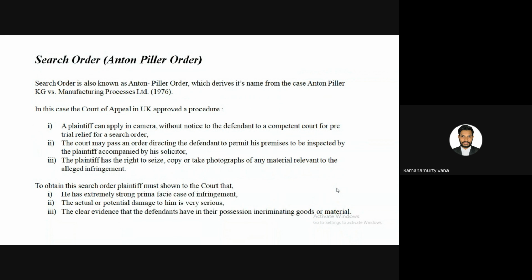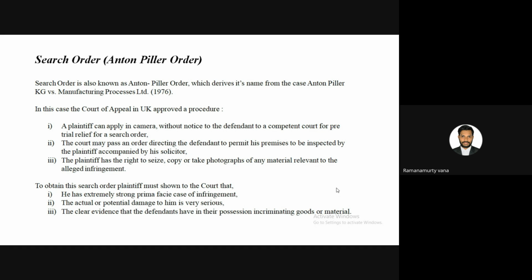Why is it called the Anton Piller order? Let's say the search order. The search order is also known as the Anton Piller order. This name derives from the case Anton Piller KG versus Manufacturing Processes Limited, 1976. In this case, in the UK, the Court of Appeal approved a procedure. First, a plaintiff can apply in camera, without notice to the defendant, to a competent court for pre-trial relief for a search order.